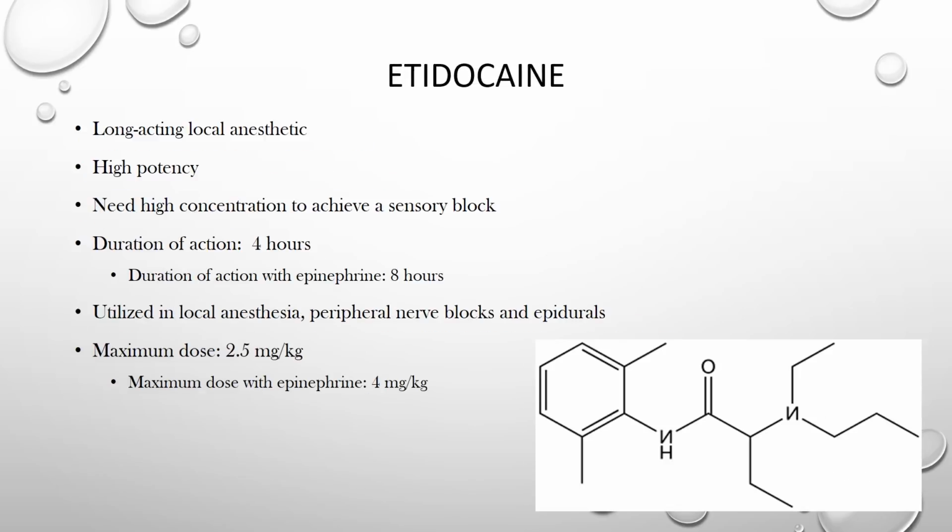Etidocaine. Etidocaine is a long-acting, high-potency local anesthetic. To achieve sensory block with this local anesthetic, it requires an extremely high concentration. It is utilized as a local injection in peripheral nerve blocks and in epidurals due to its long duration of action of 4 hours and up to 8 hours with the addition of epinephrine. The maximum dose for etidocaine is 2.5 milligrams per kg or 4 milligrams per kg when administered with epinephrine.